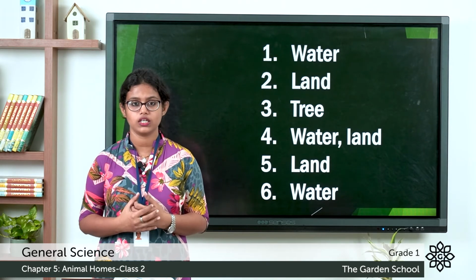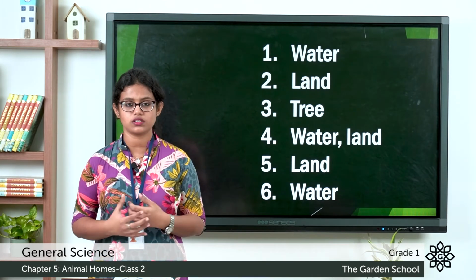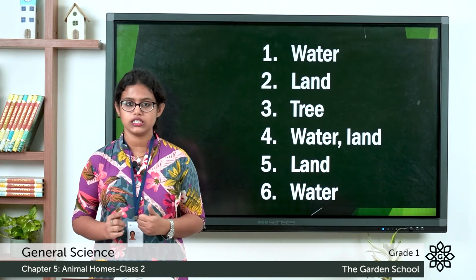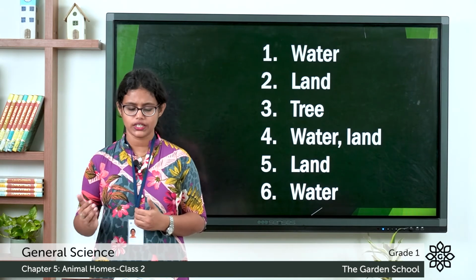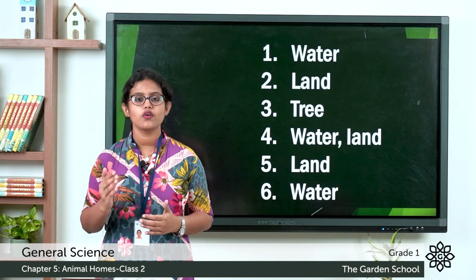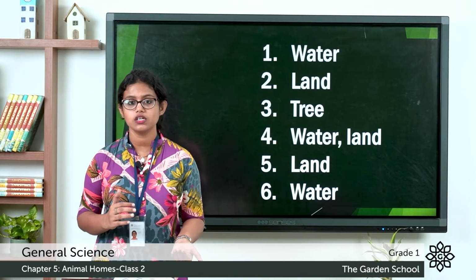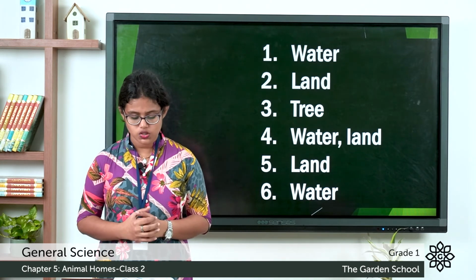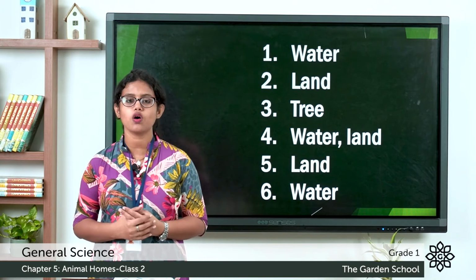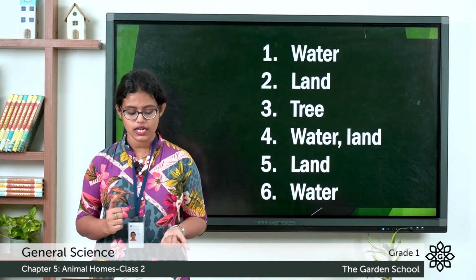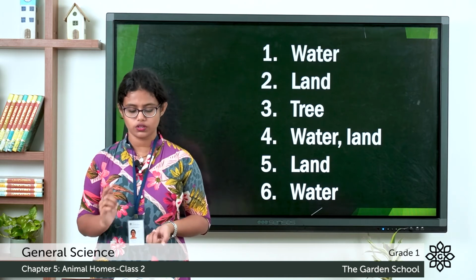What about the third one? It is butterfly. Butterfly feed on nectar. They live on small plants. So we'll write there T for tree. Then the next one, frog. So where do these frogs live? They live on land as well as in water. So see that box? There are 2 boxes given. In one box you can write L for land and W for water.